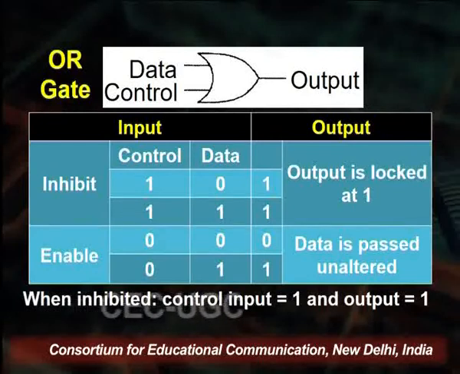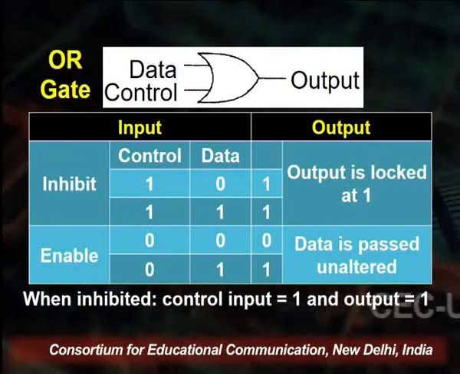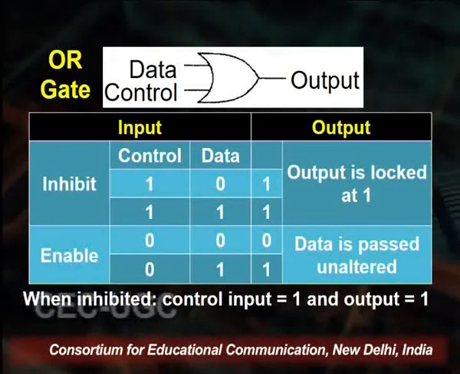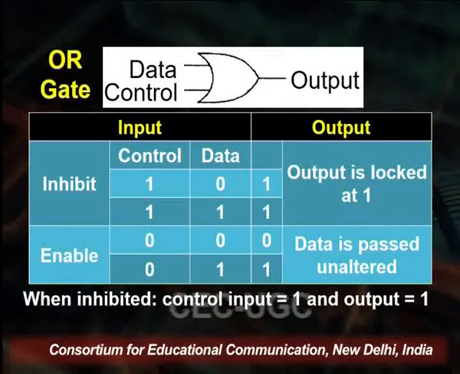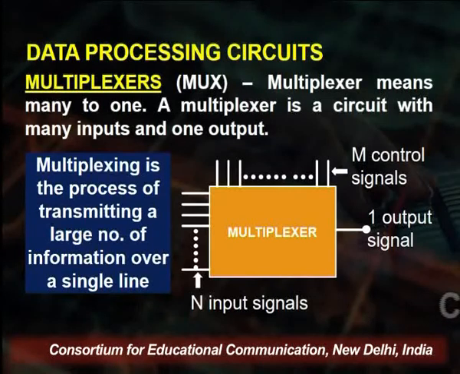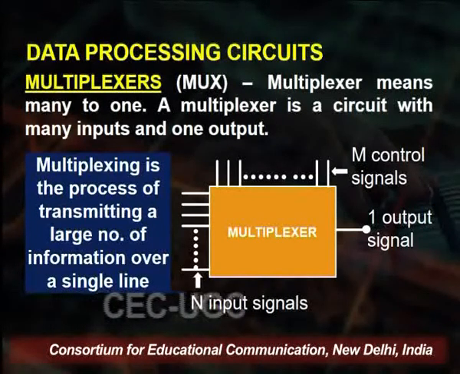Hence, as soon as we find in an OR gate that control is fixed at 1, then the output is also locked at 1, irrespective of the data input. So, we have typical digital devices that are known as multiplexers.